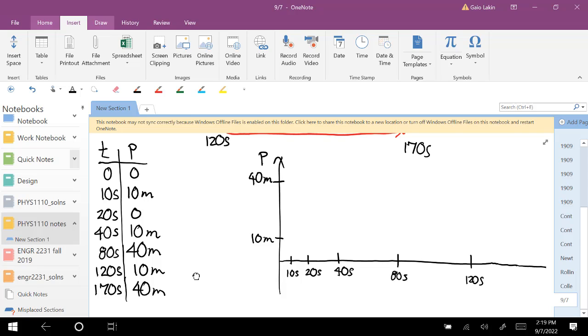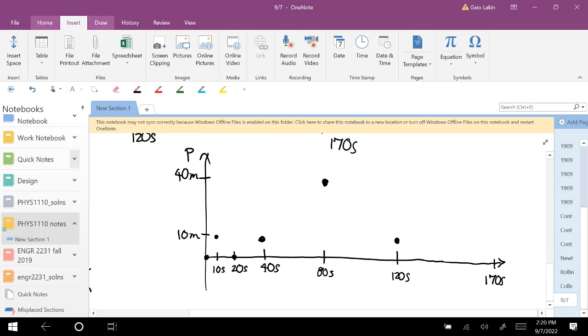And now that we've done all this setup work, all we're doing is plotting those points. Each one of these pairs is a coordinate pair, and you're just plotting it. So 0, 0, 10, 10, 20, 0, 40, 10, 80, 40, 120, 10, and 170, 40.